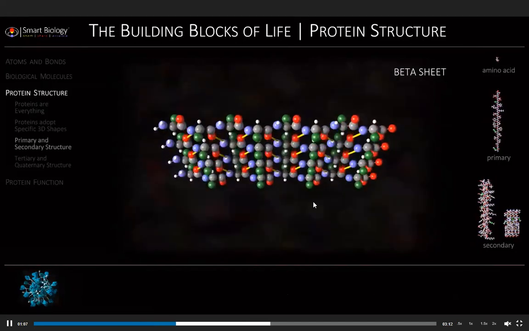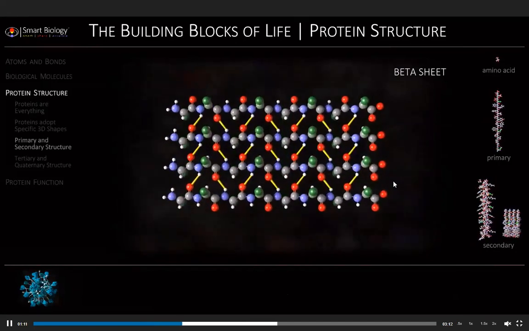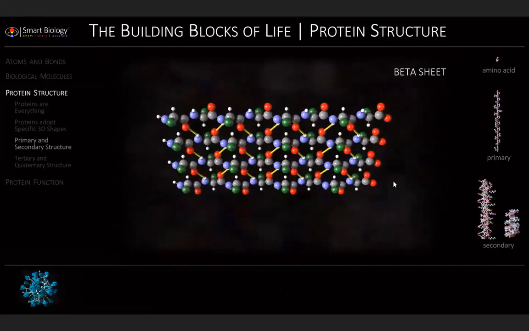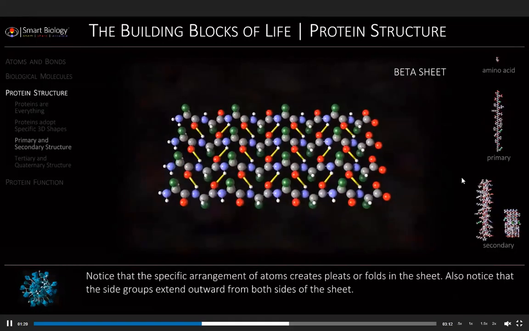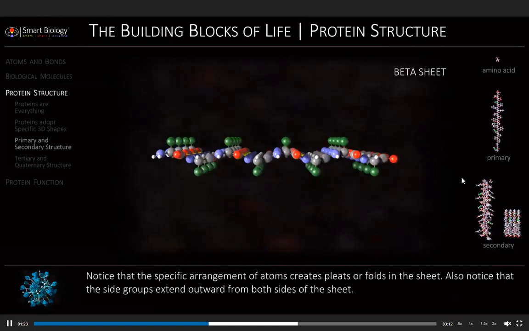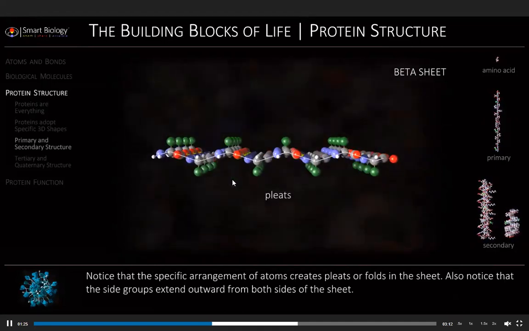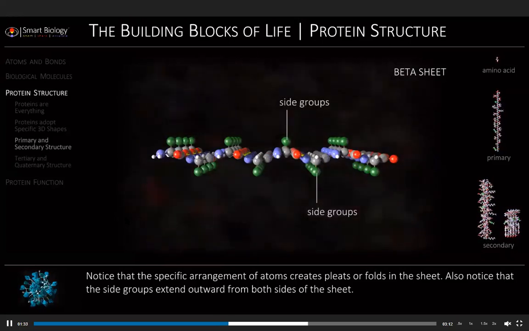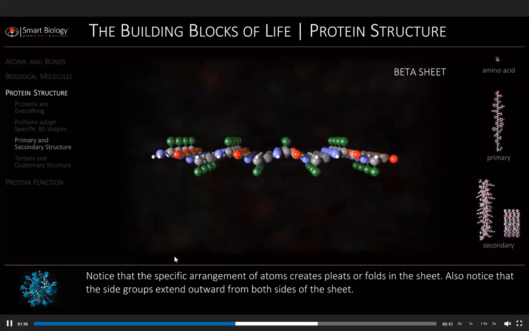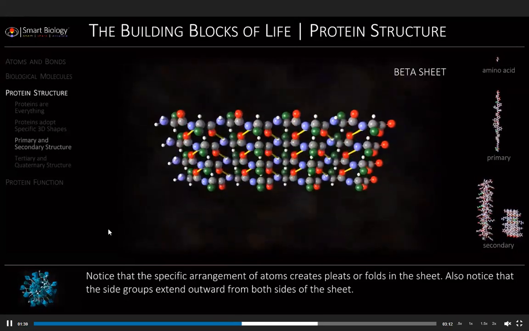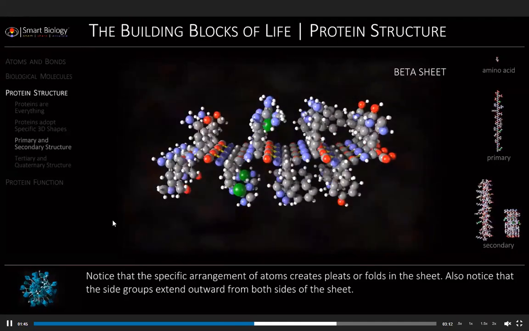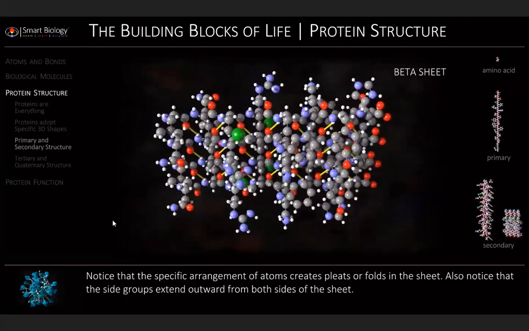The green circles, as you know, are the side chains. So you can see this beautiful sort of sheet-like structure that can be formed as a result. So the specific arrangement of atoms creates these pleats or folds in the sheet. And the side groups, they are extending outwards on both sides of the sheet. So when we put the side chains, then it kind of looks a little bit like this.